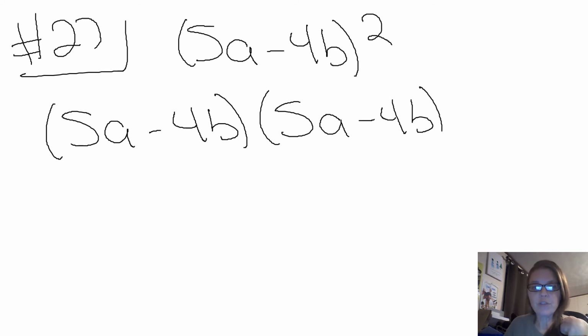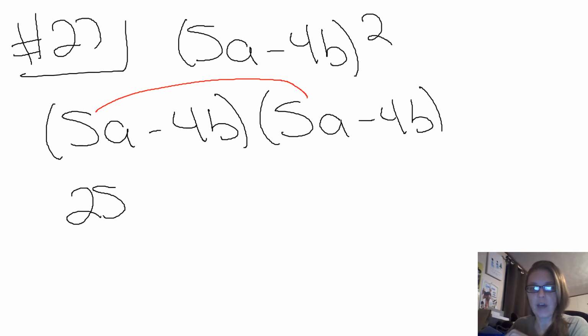Remember distributive property, you're going to take this first term and multiply it. 5a times 5a: multiply whole numbers, add coefficients. I'm going to say that again. Multiply whole numbers, add coefficients. 5 times 5 is 25. A times a is a squared.